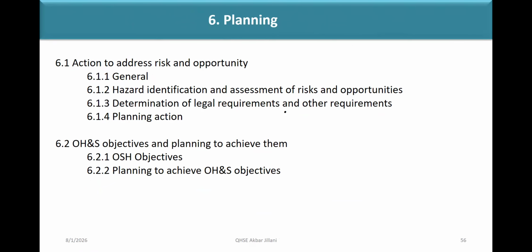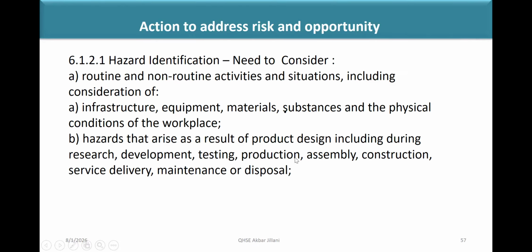So now let's start. 6.1 is actions to address risks and opportunities. General: hazard identification and risk assessment of risks and opportunities. Then determining the legal requirements. We will also have this. And apart from this, we also have the planning of action. 6.2 is the objectives and planning to achieve them, one by one.